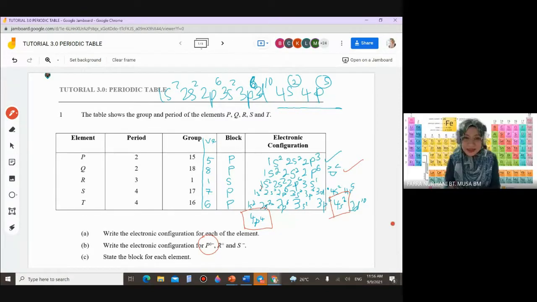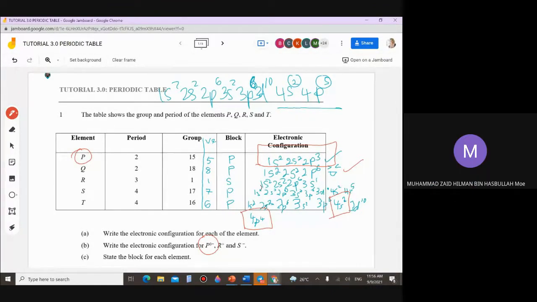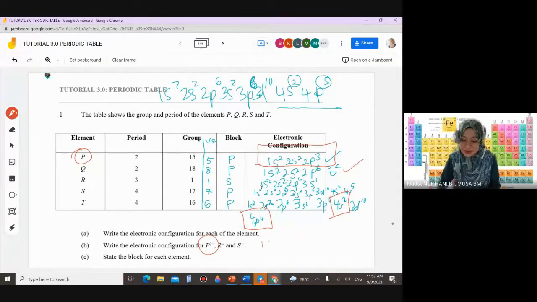P3 minus tadi tambah saja daripada P ni, tambah lagi 3 elektron. Jadi electronic configuration dia jadi apa? Tambah lagi 3. Siapa boleh tolong? Baik. Dania jawab tu. Madam, tambah 2p3 lah. 2p6. So yes, correct. 1s2, 2s2 jadi 2p6 sebab tambah 3. Yeah, correct. Good. Macam tu lah.